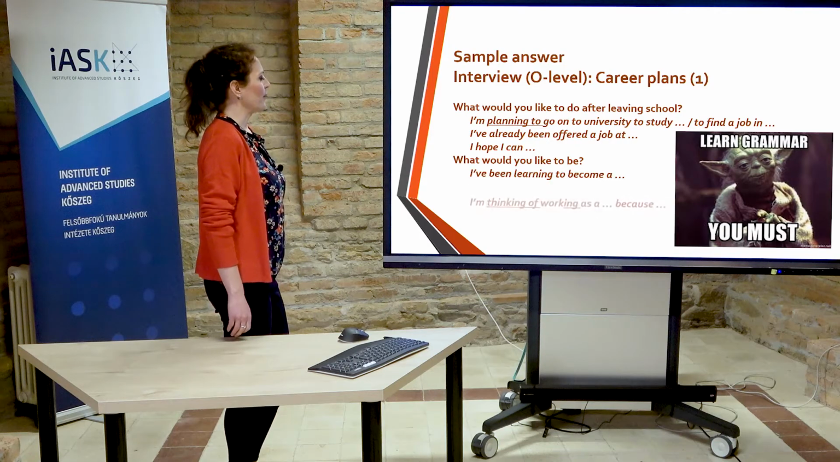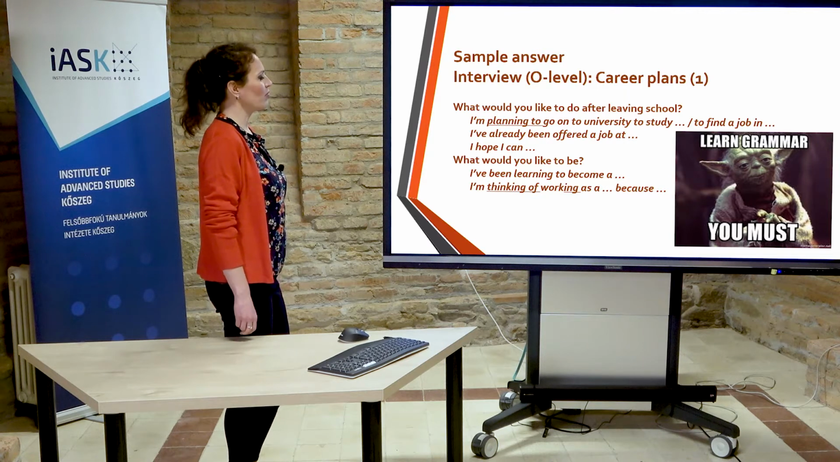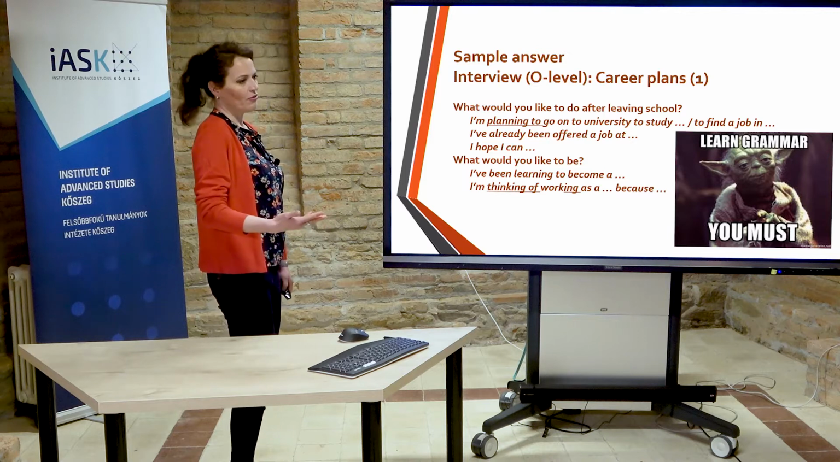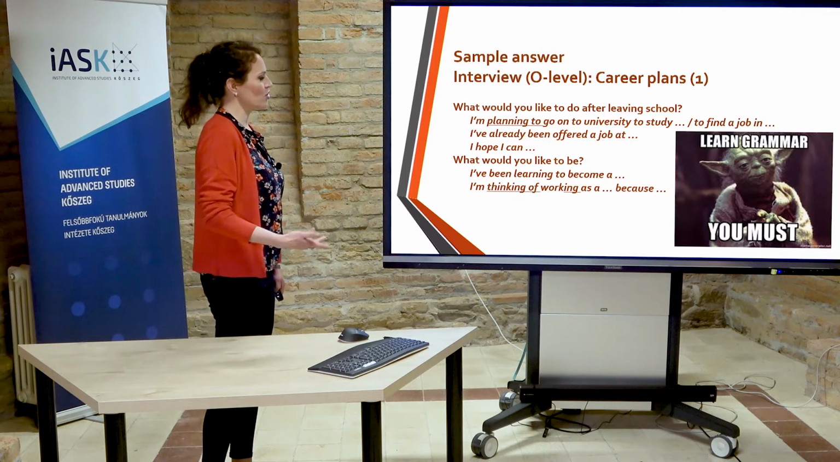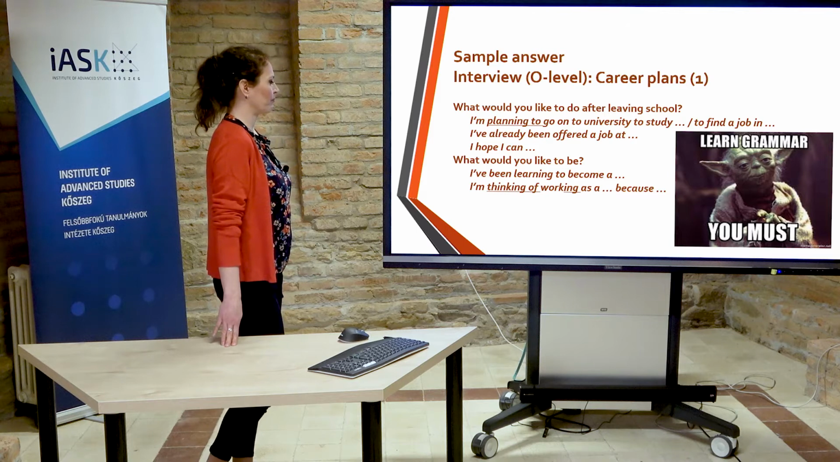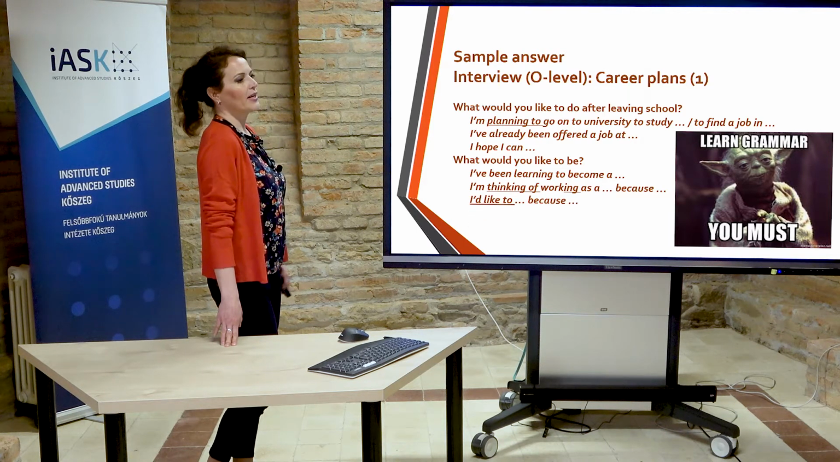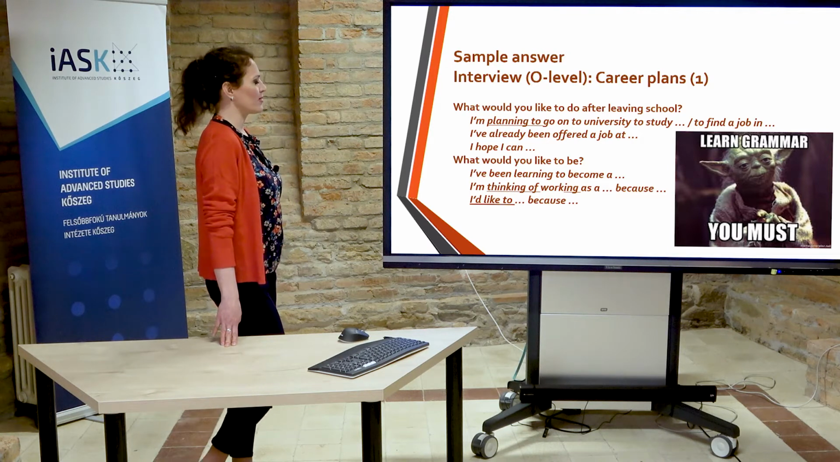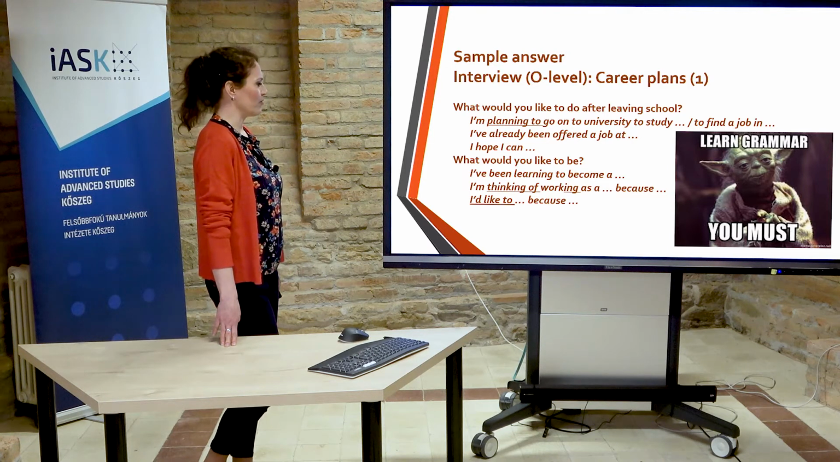The next one, I'm thinking of working as a something because. So thinking of, I'm thinking of, after the preposition, use an ing form. I'd like to, because. After I'd like to, I'd love to, and so on, use a to infinitive. I hope to become something. After hope, you can use a to infinitive, but as you can see in an earlier example, I hope I can is also possible.